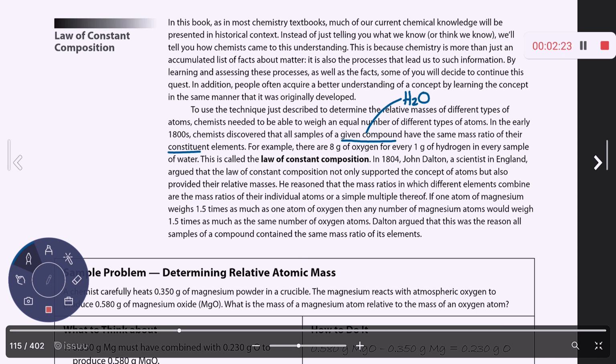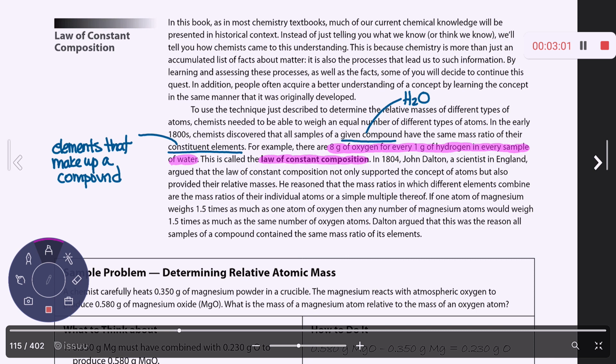Anytime we're talking about constituent elements, we're talking about the elements that make up that particular compound. In this case, since we're talking about water, we'd be talking about hydrogen and oxygen. For example, there are 8 grams of oxygen for every 1 gram of hydrogen in every single sample of water. So the ratio would always be 8:1. And this is called the law of constant composition.